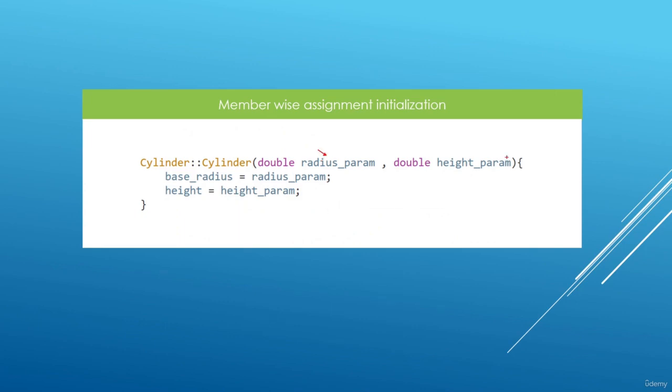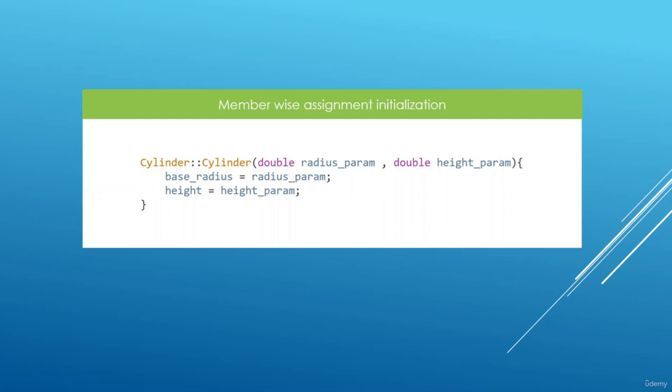We pass the parameters in here, and inside the body of the constructor, we do member-wise assignment. For example, we take the radius param and assign that to our member variable for base radius, and we take the height param and we assign this to our height member variable. This is what we have been doing, and it works just fine.